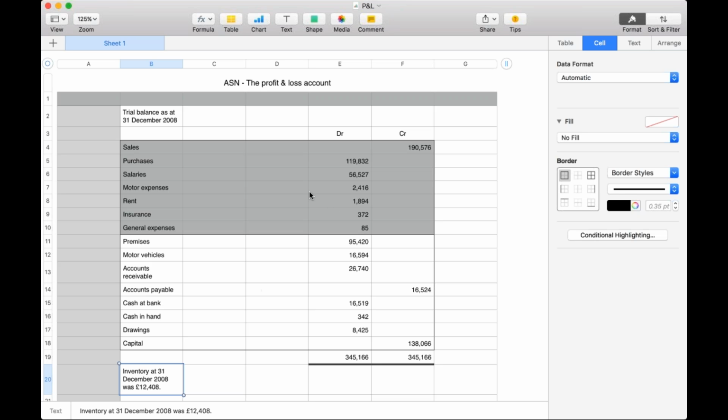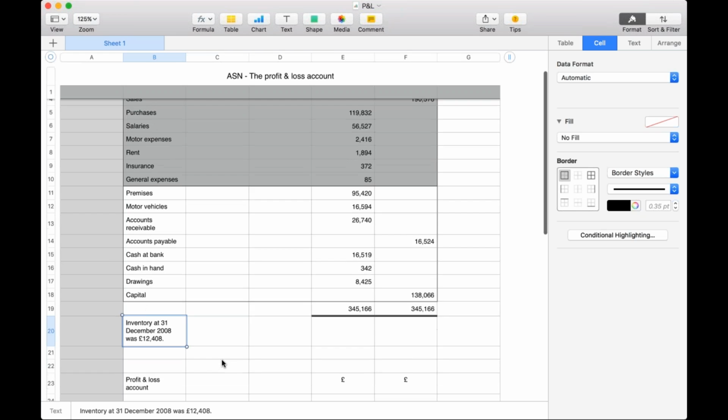So obviously, in this particular business, the trial balance has been extracted from the accounts, and then right at the last minute on the 31st of December, the business owner has done a stock take, and there's £12,408 worth of stock or inventory in the business. So, as I say, it's quite important. It does form part of our P&L, and of course it would form part of the balance sheet as well, but for now we're not too worried about that because we're not concentrating on the balance sheet tonight.